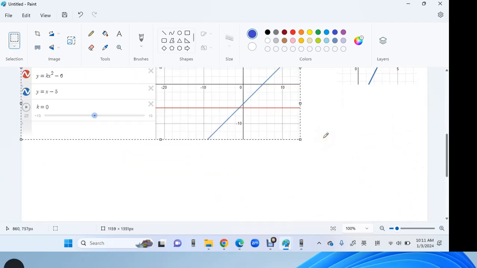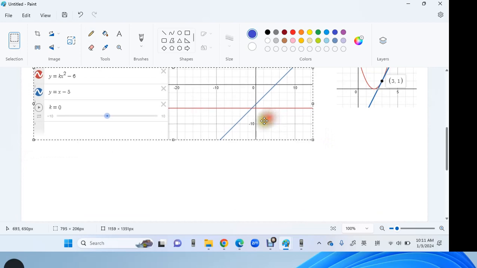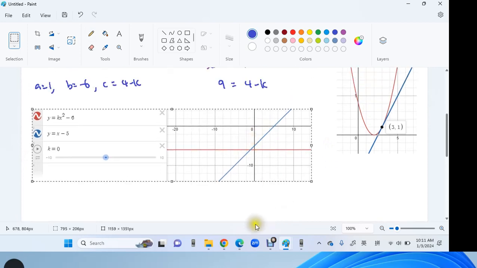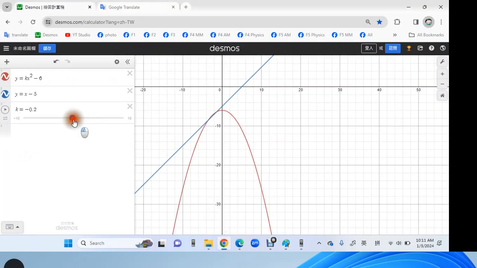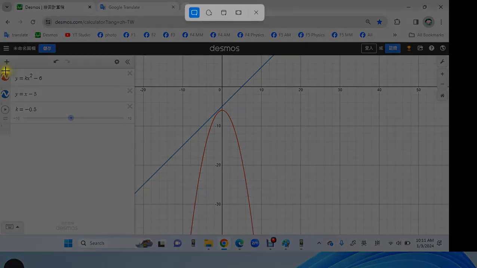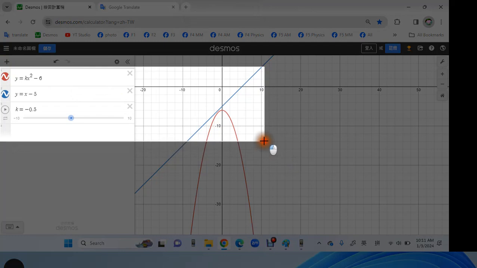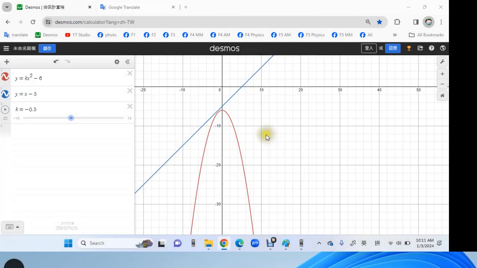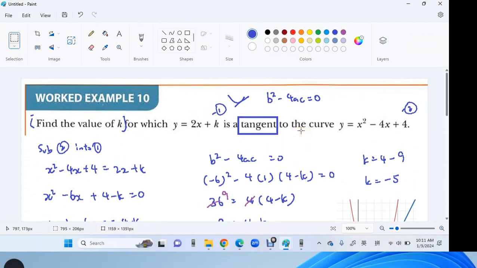When k equal to 0, then we have one intersection. So k cannot be 0. Okay, and then if we have k equal to, let's say, negative 1, or just now negative 0.3 or negative 0.5, so they have no intersection also. Because the question wants to have two intersections.